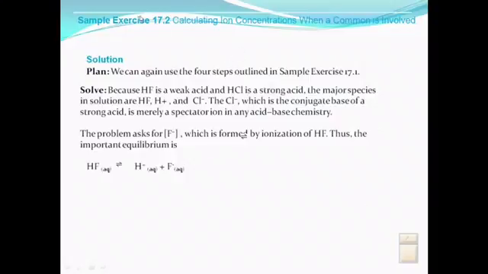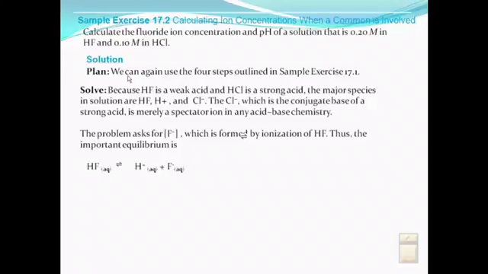Okay. Going on to example 17.2. Alright, question. Calculate the fluoride ion concentration and pH of a solution that is 0.2 molar in HF and 0.1 molar in HCl. It says we can use the same 4 steps that we first used in example 17.1. It says because HF is a weak acid and HCl is a strong acid, the major species are HF, H+, and Cl-. The chlorine ion, which is a conjugate base of a really strong acid, is just a spectator ion, so you should ignore the chlorine, okay?